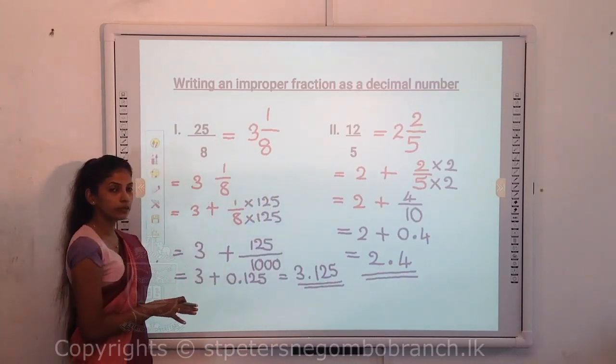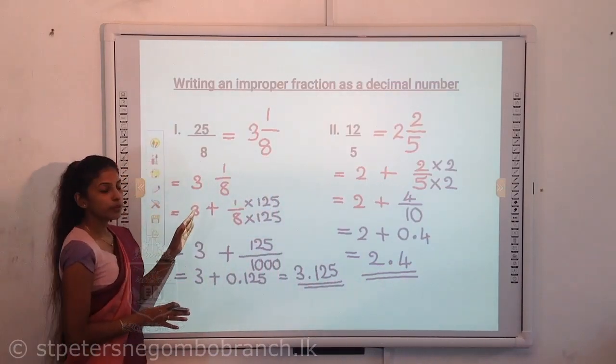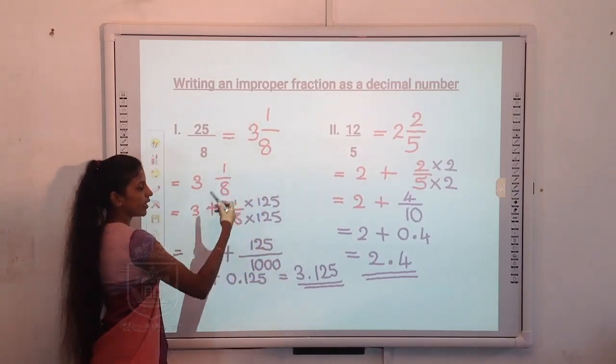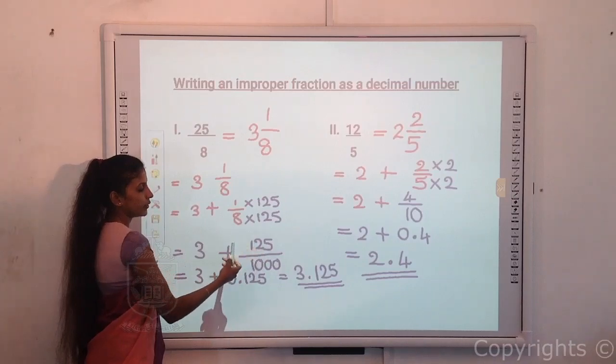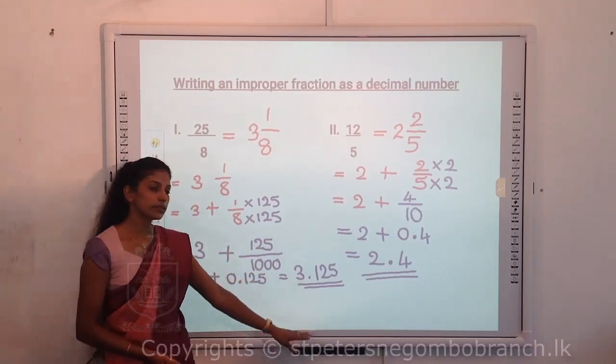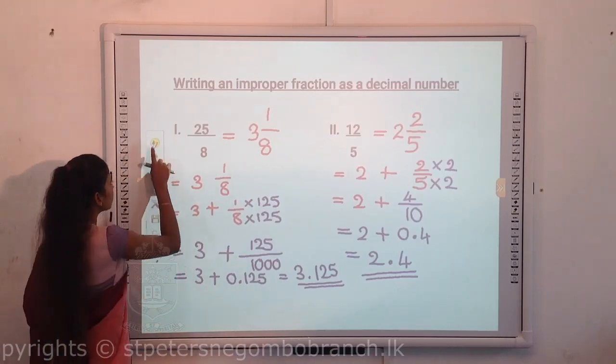So this is a way of converting an improper fraction into a decimal. First thing, to convert it into a mixed number, and then by making equivalent fractions with a power of 10 in the denominator, you can convert it into a decimal.